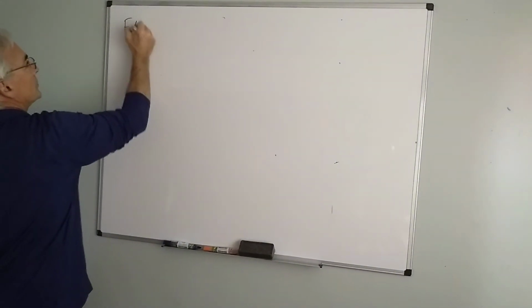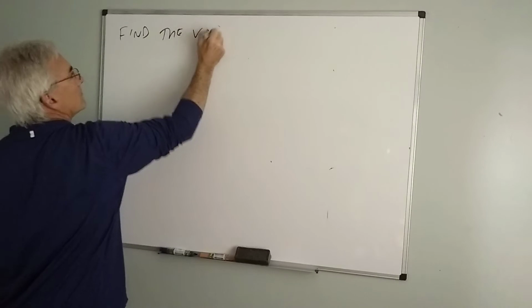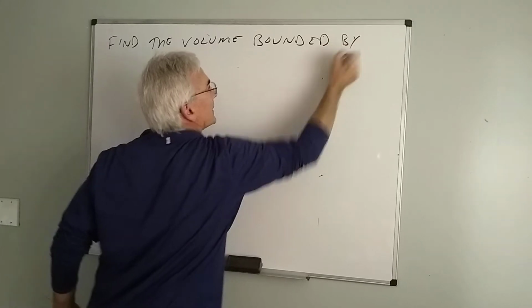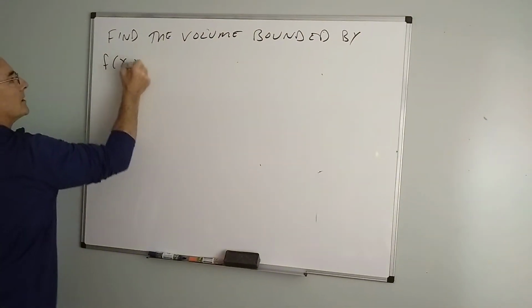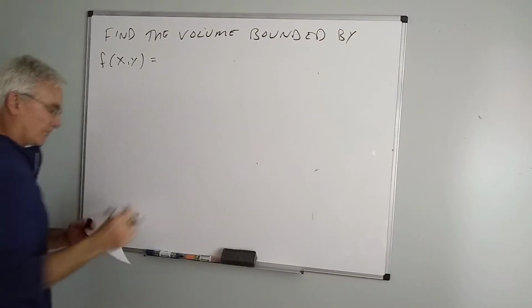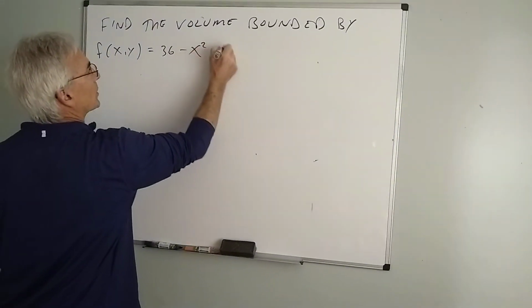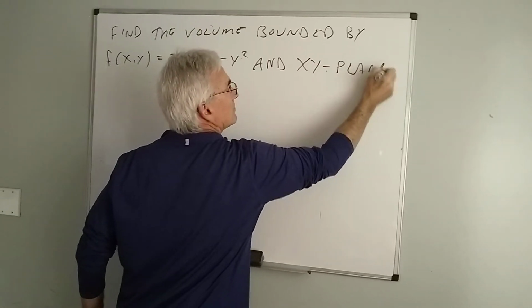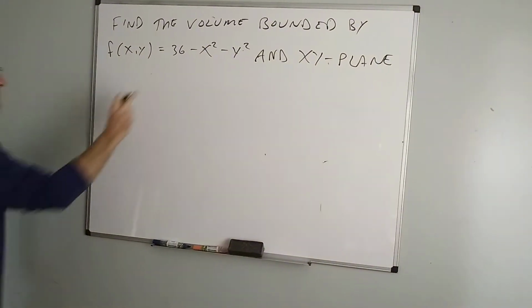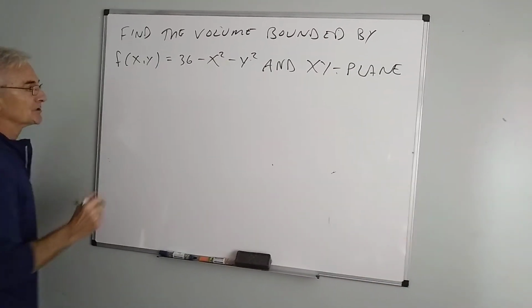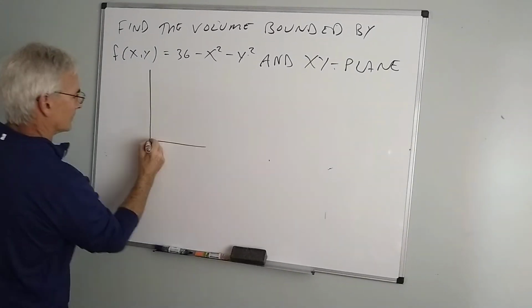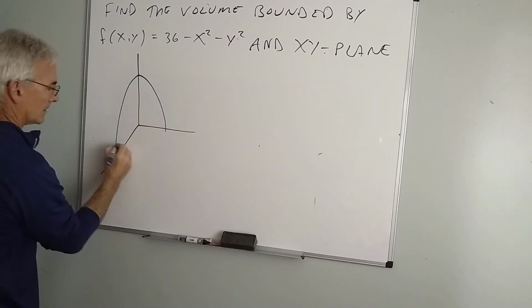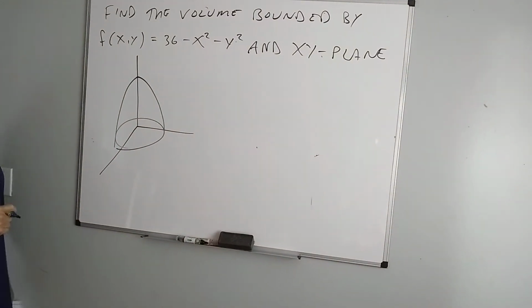Let's find the volume bounded by f of xy equals 36 minus x squared minus y squared and the xy plane. So right here you'll notice that we have a circular paraboloid which is opening downwards. If I were to draw the picture of that, it would look something like this. And the intersection in the xy plane is simply a circle.